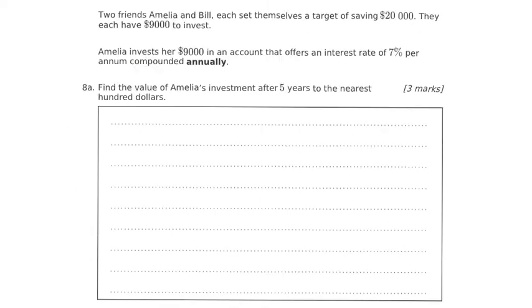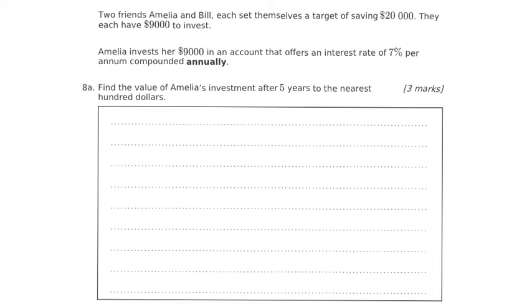Question 8. Two friends, Amelia and Bill, each set themselves a target of saving $20,000. They each have $9,000 to invest. Amelia invests her $9,000 in an account that offers an interest rate of 7% per annum, compounded annually. 8a. Find the value of Amelia's investment after 5 years to the nearest $100.